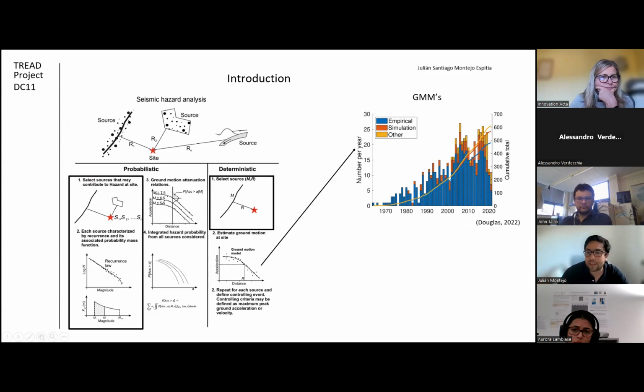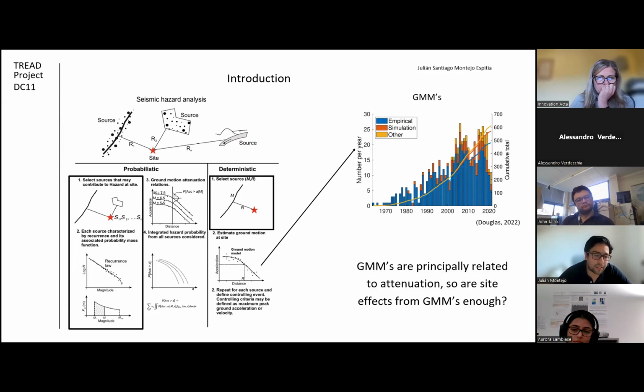For this, there are two different things we have to take into account: the attenuation and the effect of the site conditions. About ground motion models or ground motion prediction equations, there are several in the literature, and they are centered principally on attenuation, but they include some simplified models for the site effects, or the effect of soft soils on the shaking. But our question is, ground motion models are principally related to attenuation, but are the site effects in the ground motion enough, or what kind of uncertainty do they have?